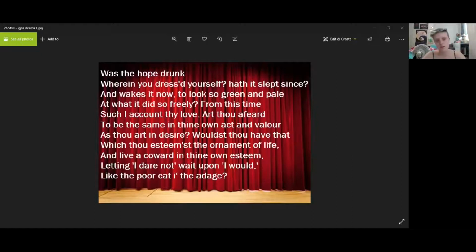Was the hope drunk wherein you dressed yourself? Hath it slept since, and wakes it now to look so green and pale at what it did so freely? From this time such I account thy love. Art thou afeard to be the same in thine own act and valour as thou art in desire? Wouldst thou have that which thou esteem'st the ornament of life, and live a coward in thine own esteem, letting "I dare not" wait upon "I would," like the poor cat in the adage?